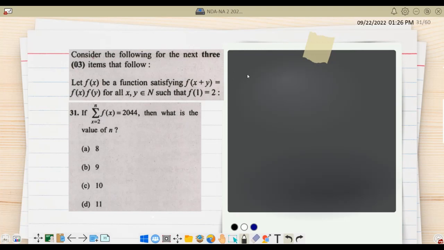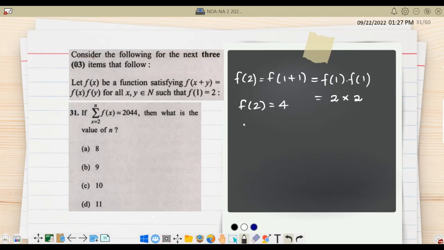First we need to find what is f of 2 and then f of 3, until n. So what will be the f of n? We are going to find that. We shall start by applying f of 2, which can be written as f of 1 plus 1. According to the question, this is f of 1 into f of 1, and f of 1 is 2, given in the question. So f of 2 is equal to 4.